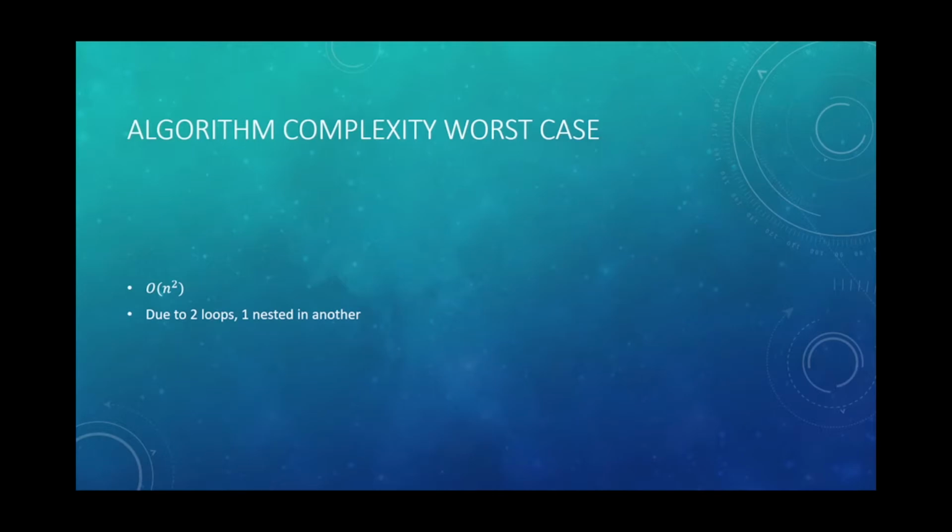Let's take a look at the algorithm complexity of the selection sort. Here we have the worst case scenario, which is O of n squared. This is because we have two loops and one is nested within the other. I will not dig deep into algorithm complexity in this video, but if you do want to hear more about it, just let me know and I'll make a video on it.